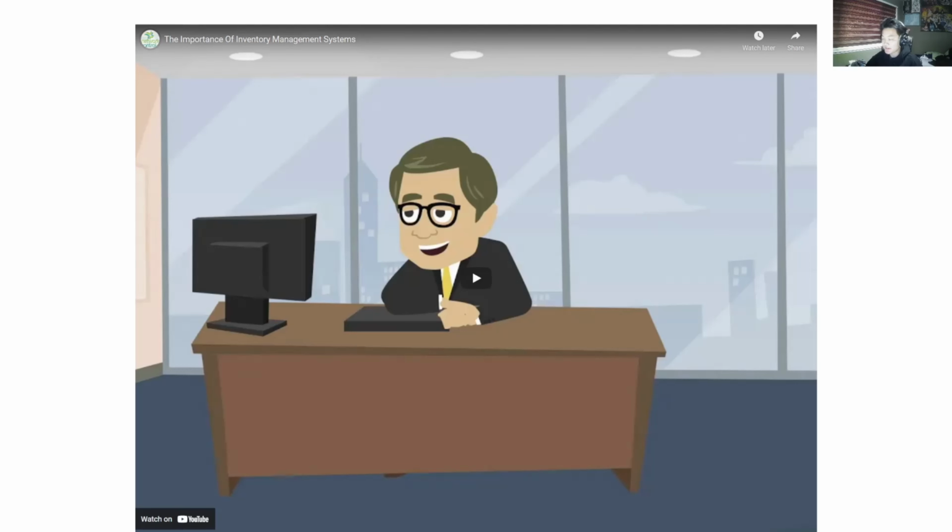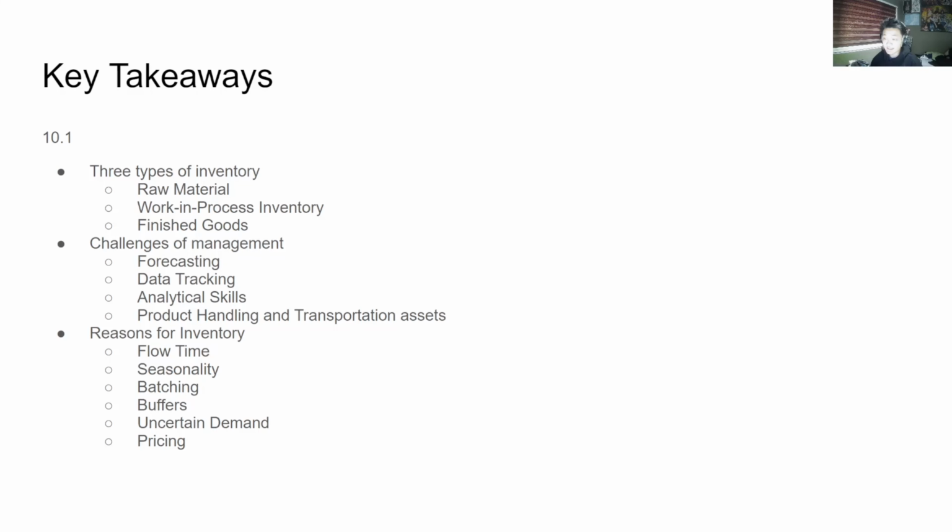Alright, I hope that gave a little bit of insight on how inventory can be handled. Moving on to the next topic, I'm going to be covering the key takeaways, if anything, that you should have gotten from this chapter. And this will most likely be the stuff that's going to be on our upcoming test. So starting with section 10.1, you should know the 3 different types of inventory, being raw material, work in process inventory, and finished goods. Next, we have the challenges: time, forecasting, data tracking skills, product handling, and transportation assets.